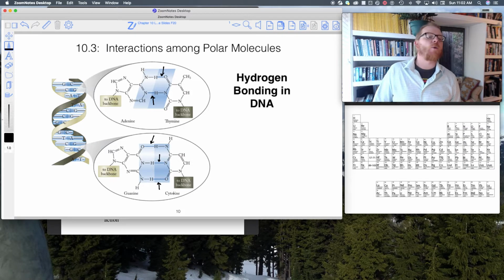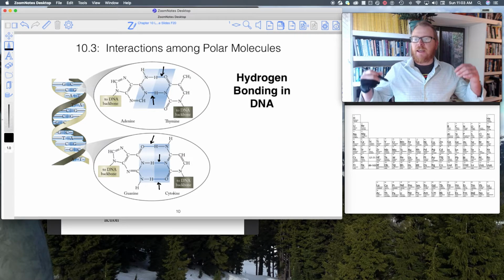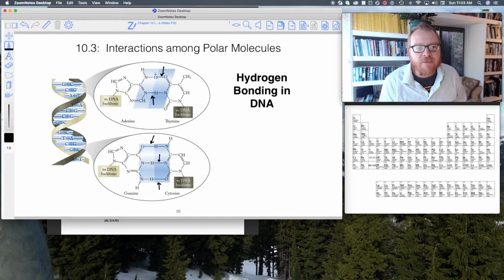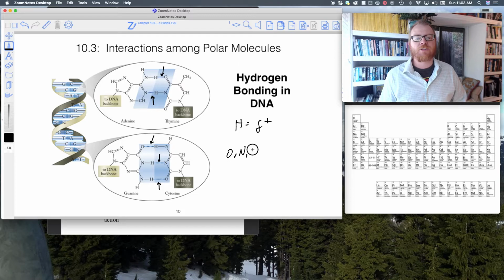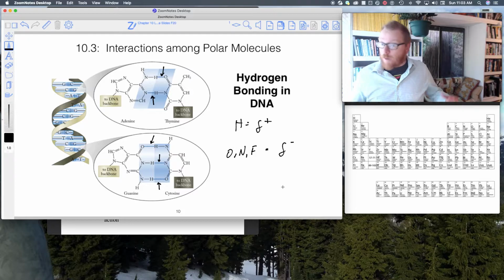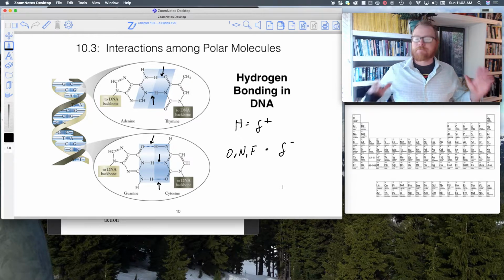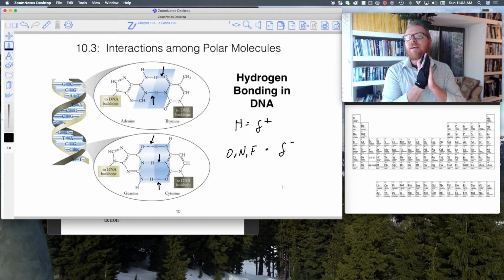And again, it's important to note, this is not an intramolecular bond. This is not like covalent. They're not sharing electrons. It's just the mutual attraction of oppositely charged things. Hydrogen is slightly positive, and oxygen, nitrogen, and fluorine are slightly negative. When they get close to each other, opposites attract. It keeps DNA glued together.